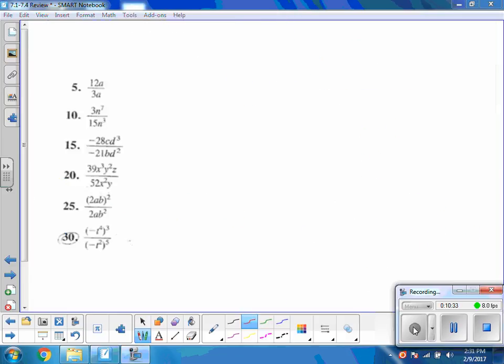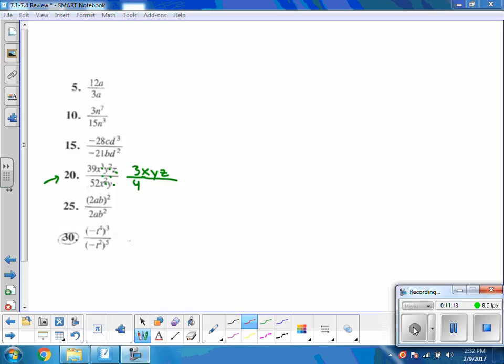Okay, I'm going to look at a couple more here, like number 20, where I got 39 over 52. I can look at 39 over 52, and I can see that it simplifies all the way down to 3 over 4. Okay, I'm going to look at my x's. It is 3 minus 2, so it's x to the first. So that's going to go on the top. I've got 2 minus 1, which is y to the first, so that's going to go on the top. And I've got z, and it's staying alone. So that is what it looks like. It should be 3xyz all over 4.